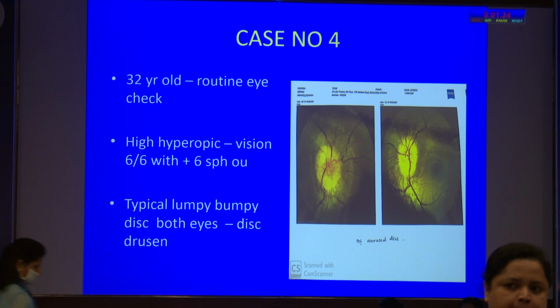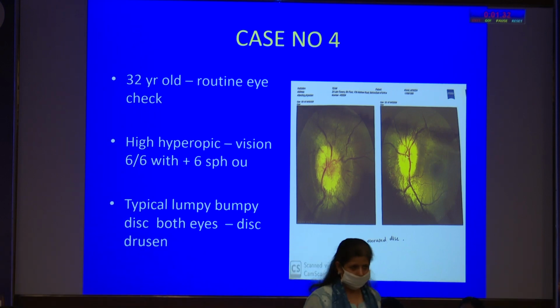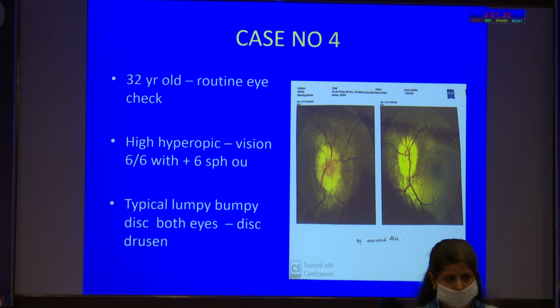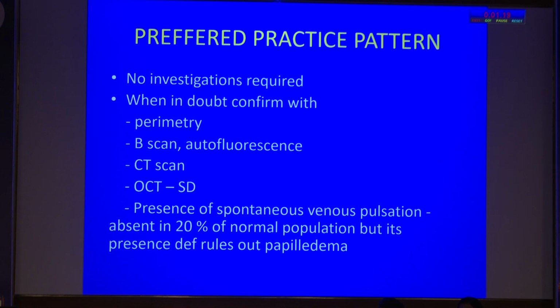The next case is that of a 32-year-old, classic history, high hyperopic, vision is 6/6, plus 6 was the refractive error. And if you take a look at the fundus picture, it really looked like an elevated disc, and one can mistake this one for a papilledema. So the other investigations that you would perform when in doubt for a disc drusen would be a perimetry, B-scan, autofluorescence, CT scan, OCT. Always look for the spontaneous venous pulsation, although absent in 20% of the normal population, its presence definitely rules out a papilledema.